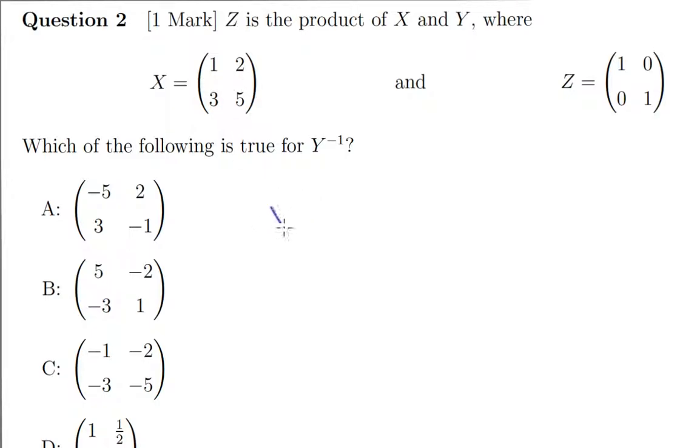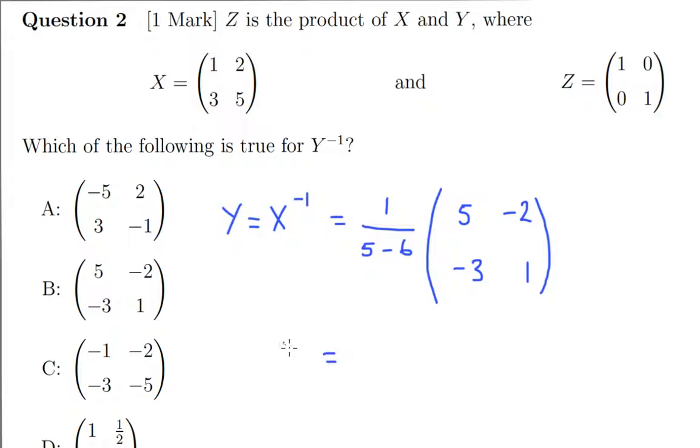So all we need to do is say that y is going to be the inverse matrix of x. And if you remember what we do, we write 1 over and get the determinant. So 1 times 5 is 5, take away 2 times 3, which is 6. And then we swap these two numbers over and we change the signs of these two numbers.